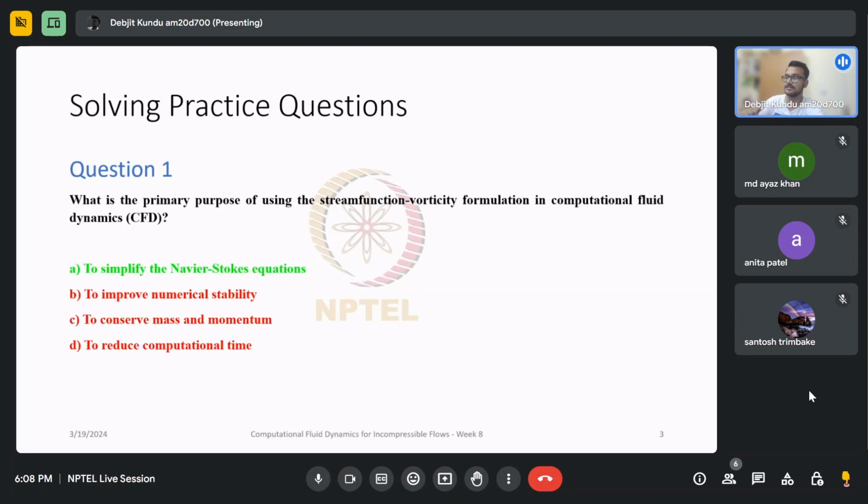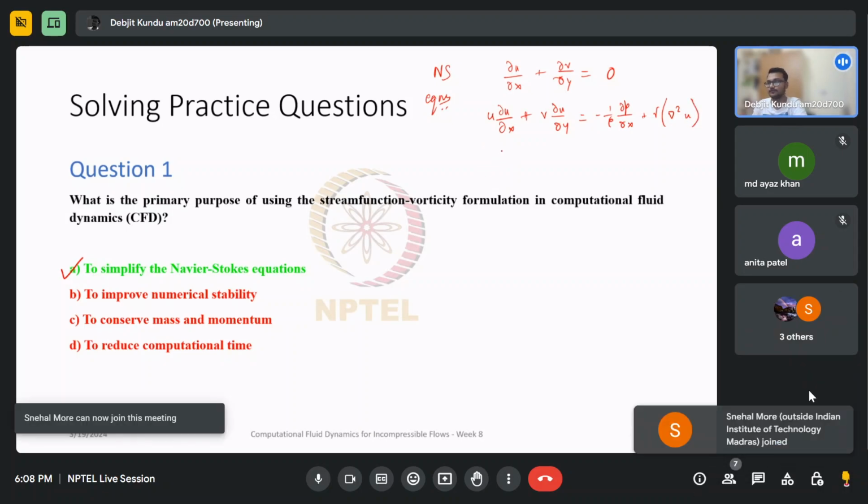Okay, so let's have a look at the solution. As you all said, it is actually option A, to simplify the Navier-Stokes equations. How does it happen? What are the Navier-Stokes equations? If I write down quickly, it's the continuity equation, ∂u/∂x + ∂v/∂y = 0, for incompressible 2D flow, by the way, and steady as well. Even if we do not consider steady, the arguments hold true, but we will consider steady for now. And u ∂u/∂x + v ∂u/∂y = -(1/ρ) ∂p/∂x + ν times, in shorthand, ∇²u, the Laplacian of u basically.